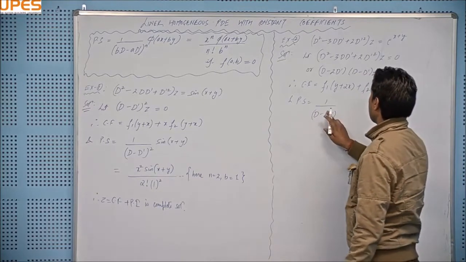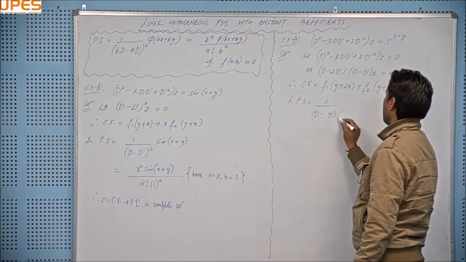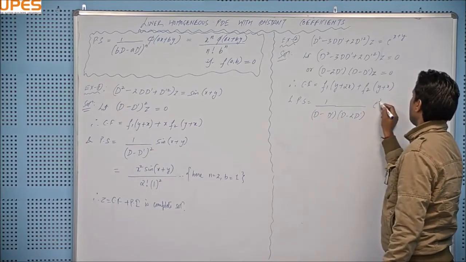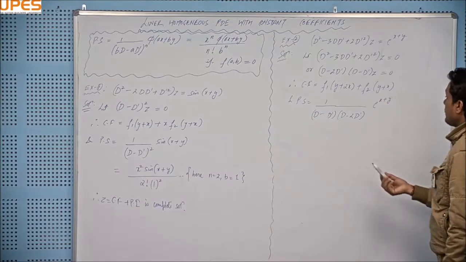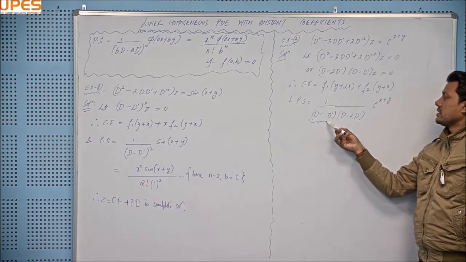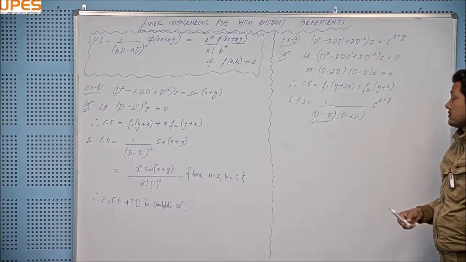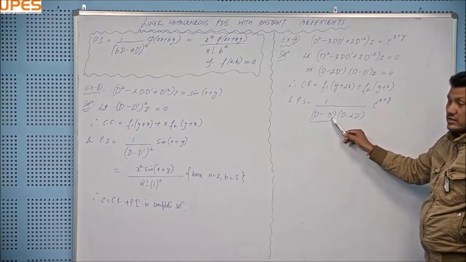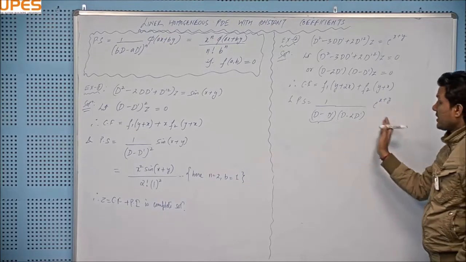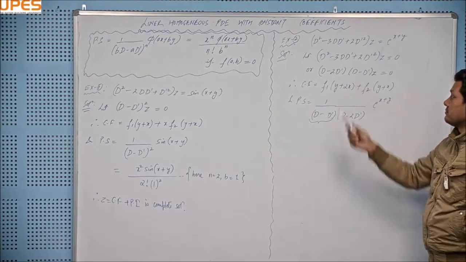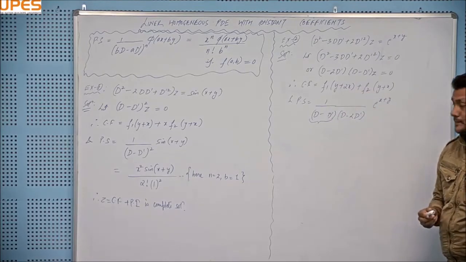Okay, then the particular solution is 1 upon, writing in factorized form, (D - 2D') and (D - D'), and then e to the power x + y. Let me write D - D' here and D - 2D' here. I have written this factor here because this is the factor we are concerned with, because it goes to 0 if I put D equal to 1 and D' equal to 1. So I have written that factor here because the commutative property can always be applied to these factors, right?